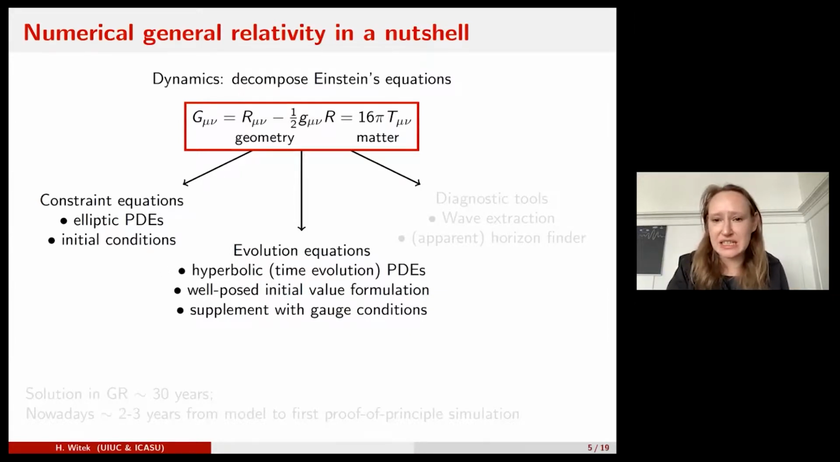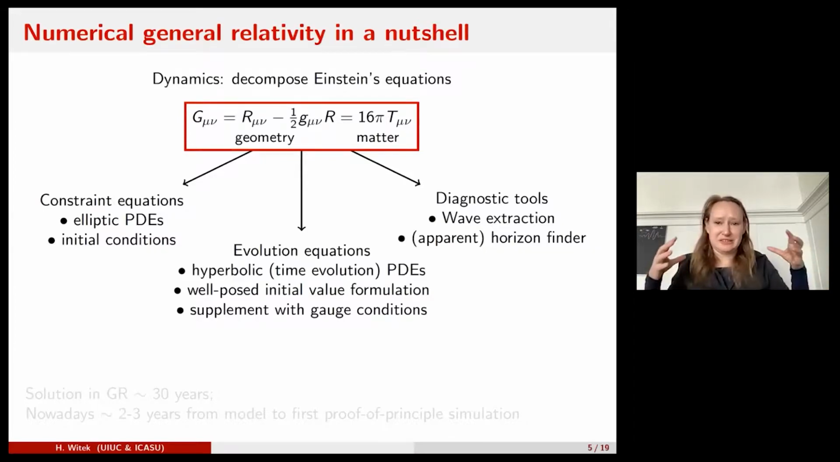And then the last big ingredient component is, of course, diagnostic tools, because once we've done, or when we are doing these simulations, we also want to understand the physics. So we want to extract gravitational wave models, or if we modify Einstein's equations, any additional radiation channels. So this goes under wave extraction.